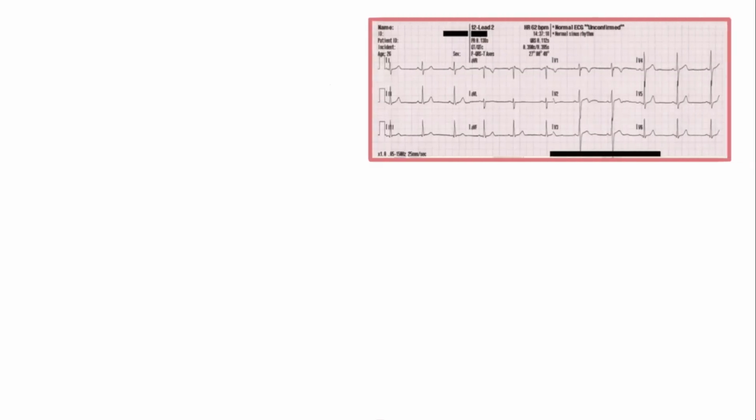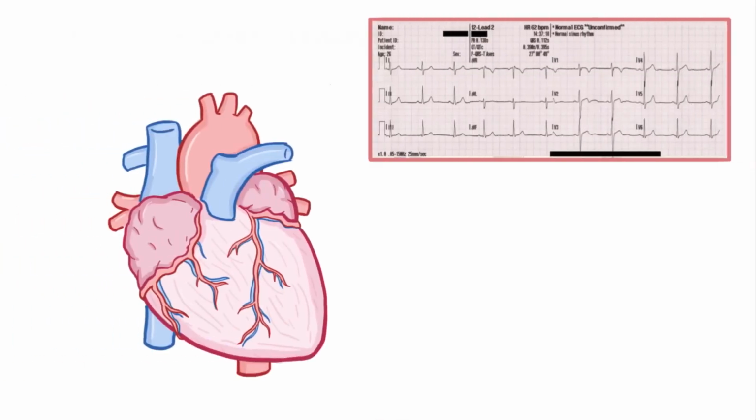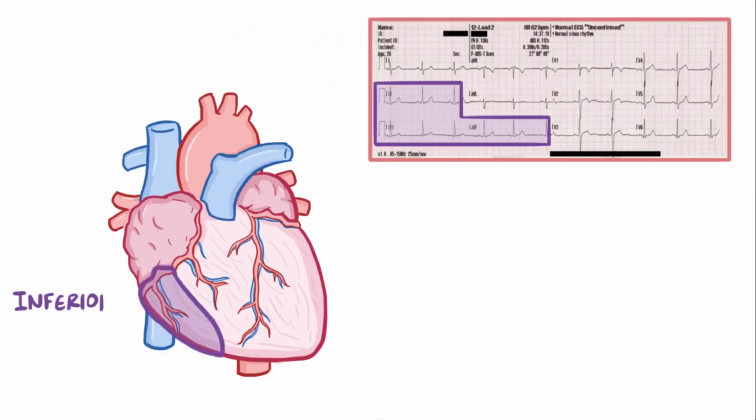Now, all the limb leads and chest leads can be grouped based on the regions of the heart that they're nearest. Problems in specific leads or groups of leads suggest that there might be a specific region of the heart that might be affected by a disease. Leads 2, 3, and AVF are inferior leads, because they're near the inferior wall of the heart, which receives blood from the right coronary artery.